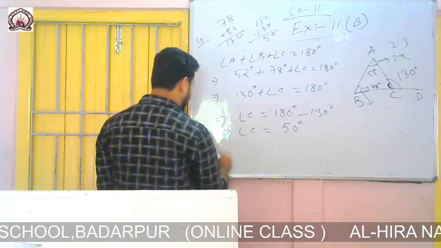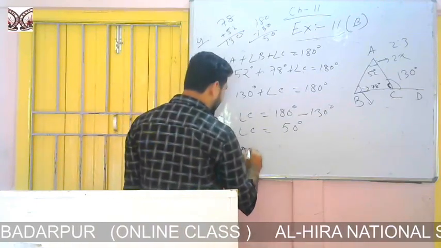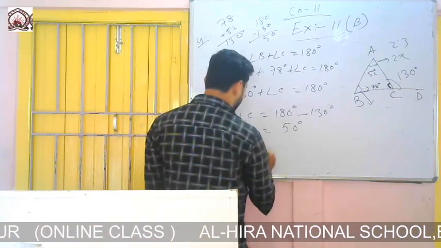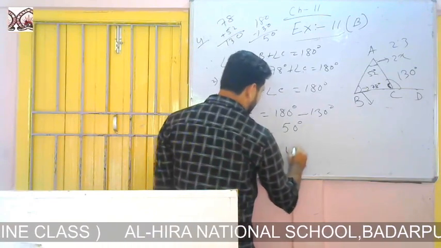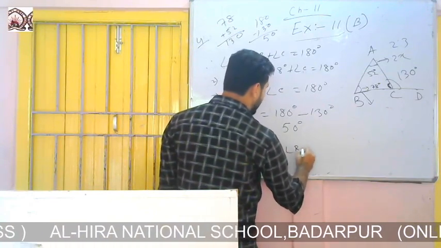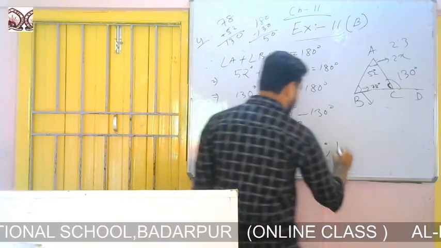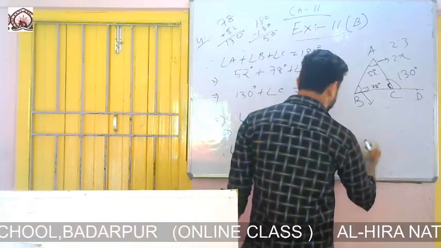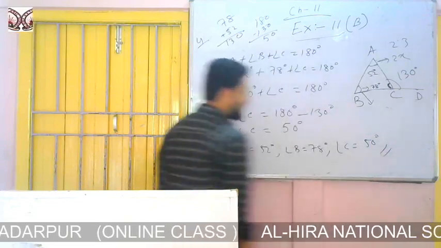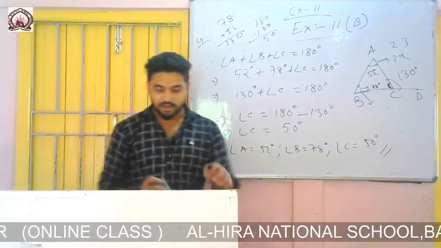So right, therefore angle A equals to what? We have found angle A equals to 52 degree, and angle B equals to 78 degree, and angle C equals to 50 degree. So these are the measure of the three angles.